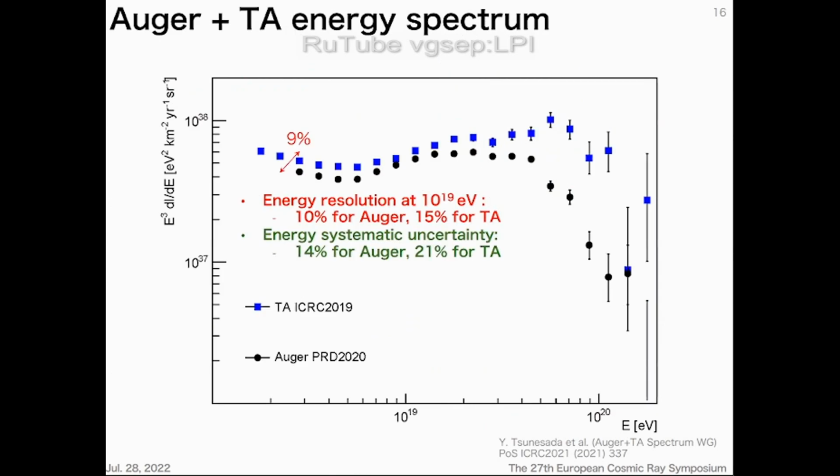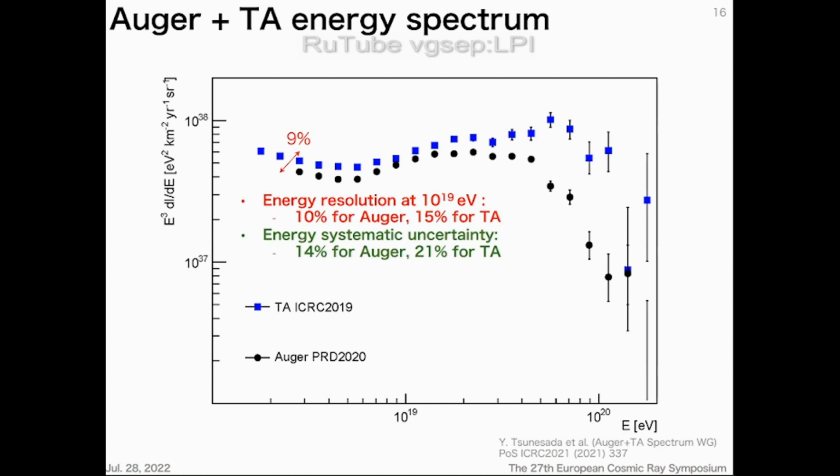So let's move on to the comparison of the TA and OJ energy spectra. This blue point is the TA ICRC 2019 energy spectrum, and the black point is the OJ PRD 2020 spectrum data point. You can see the overall agreement, but not perfect agreement, in their energy spectra.